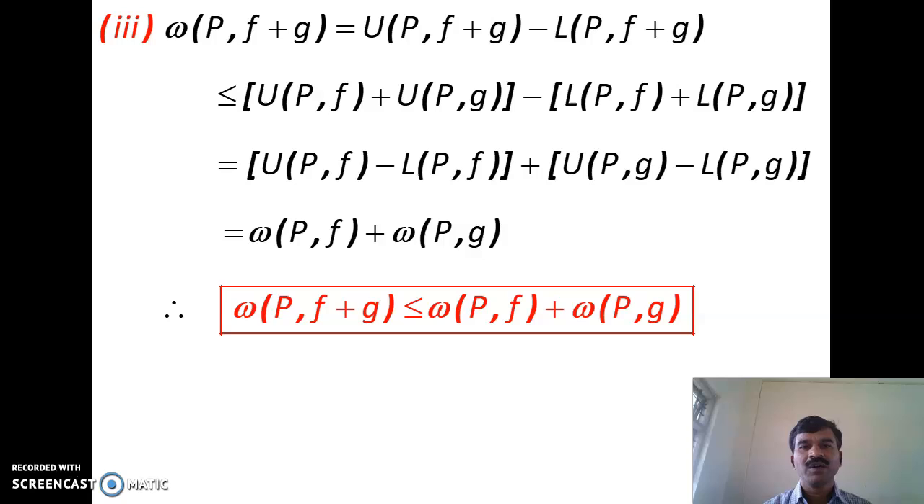Making use of these relations, we have arrived at the oscillatory sum of the two functions f plus g being less than or equal to the oscillatory sum of f plus the oscillatory sum of g.